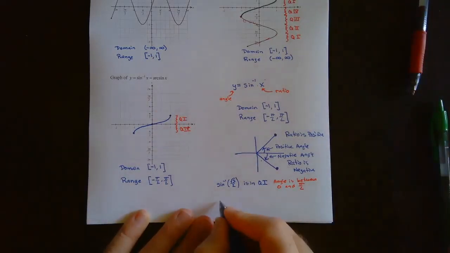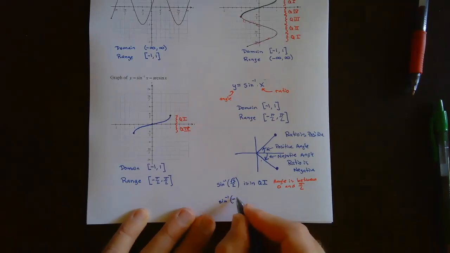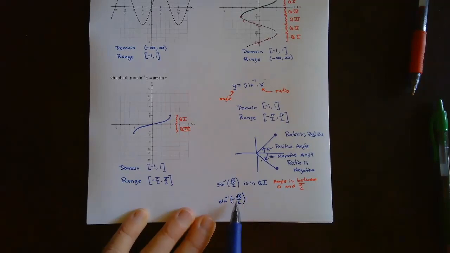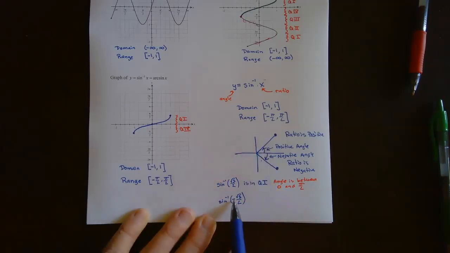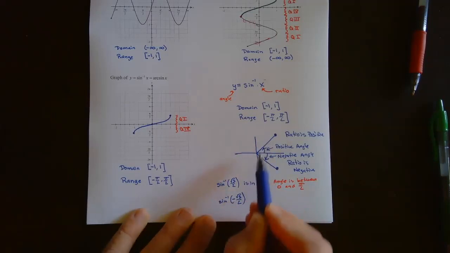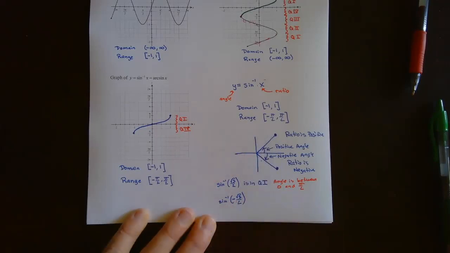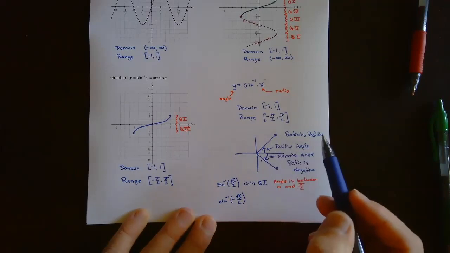What if we did sine inverse of negative square root of 3 over 2? Now I can't be in the first quadrant because my ratio is negative, and this is the ratio of y over r. If I go into the first quadrant, y is positive and r is positive, I couldn't get this negative ratio, right? There's no way to rotate into the first quadrant and get a negative ratio because x, y, and r are all positive in this first quadrant.